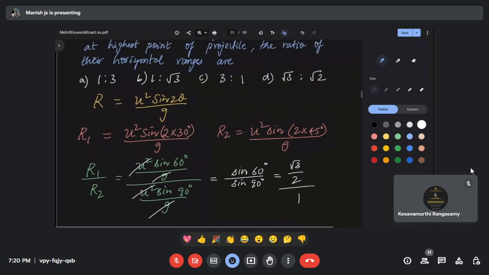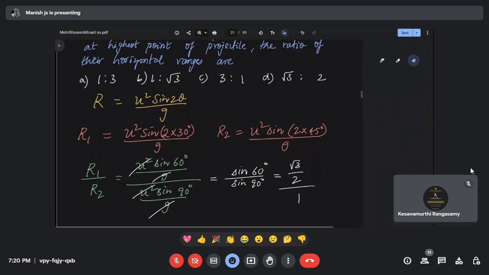Let me just check. Yeah, root 3 upon 2 and sine 90. This is correct for 45. Okay, it says D, the last option. So this has to be root 3 is to 2. Maybe there is a printing error here.